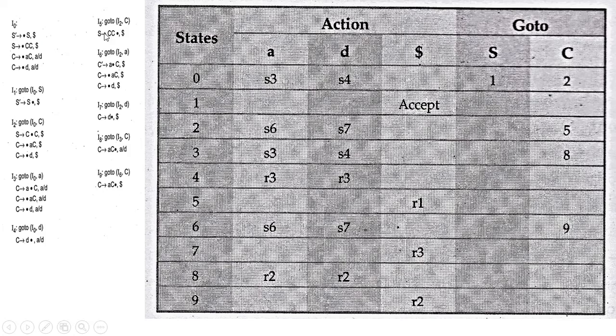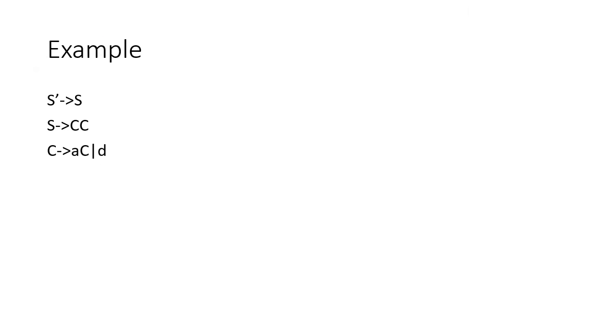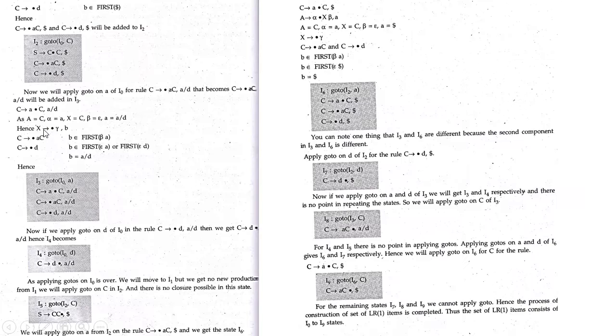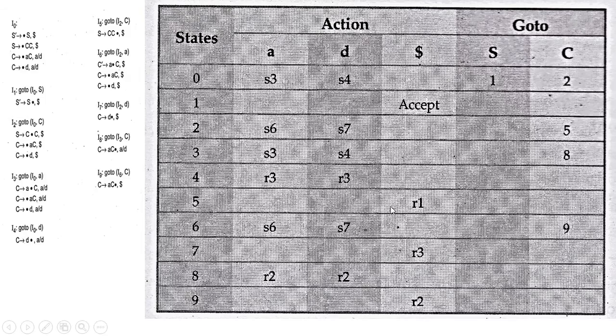Repeat the same thing, go to I5. Let's look at I5. S derives CC dot. So this is a reduce action under dollar. But this expression is in which line? It is in line number 1. So if you look at the grammar again, this is considered as line number 1. This is line 0, 1, 2, and this is 3. So we say R1.